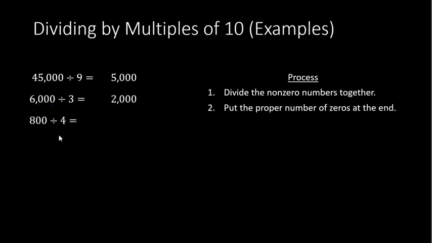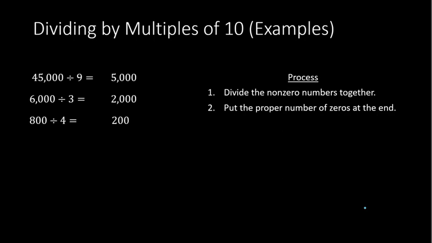Let's try another example. Here we have 800 divided by 4. Again, first off, we divide the non-zero numbers together, and that would be the 8 and the 4. We divide 8 by 4, that gives you 2, and then add the proper number of zeros. Here we see 2 zeros, so we put 2 zeros at the end of our answer, and that gives you 200 as your solution.